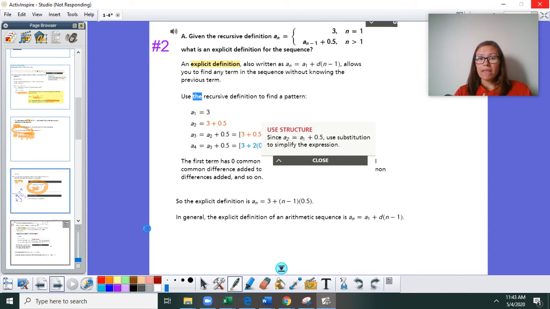In order to find the explicit definition, we're going to say our starting term. So that's usually what we're given. And we're going to take our common difference times n minus 1. You're like, well, why are we doing this n minus 1? That's so that we can get to that y-intercept.